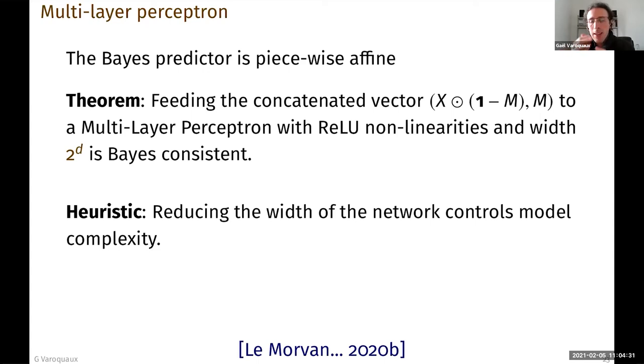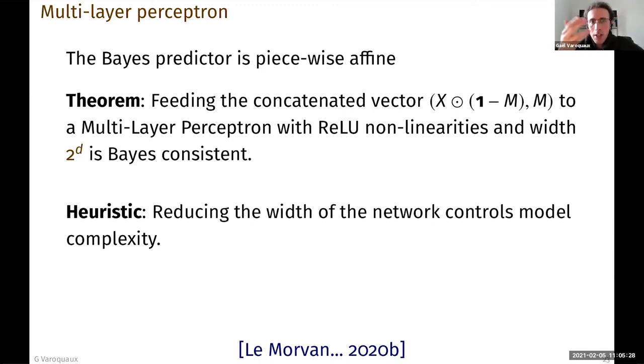Now I can twist the problem, and I can consider the problem as the following. My optimal predictor, my Bayes predictor, is piecewise affine. For a given combination of missing value features, it's an affine function. A function that is piecewise affine is a function that I can learn with a multilayer perceptron with rectified linear units. So rectified linear units are piecewise affine. And so what we can show is that we can apply a multilayer perceptron with ReLU nonlinearities to the concatenated vector, which is X imputed by zeros for the missing values and M below it.